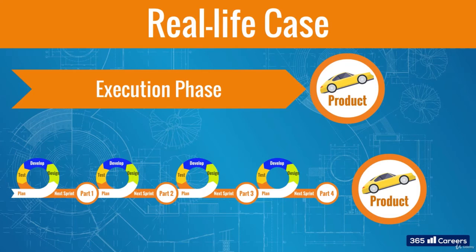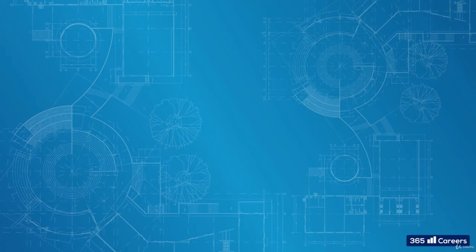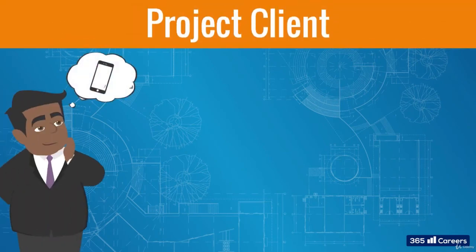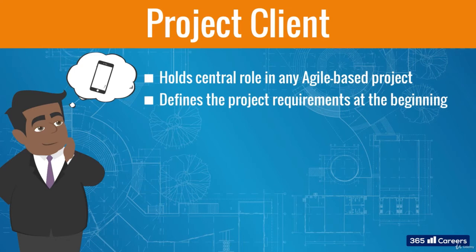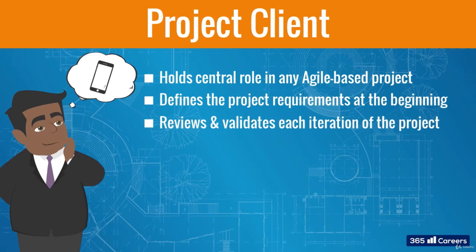Last, but definitely not least, we need to learn how the project roles and responsibilities are formed. Although they are not so different from how we know them, a different emphasis is put on some of them. Let's see. Project client. This is probably the central role in any Agile-based project. The client has the critical responsibility not only to define the requirements at the beginning, but to review the output of each iteration, validating whether the output is accepted or not.